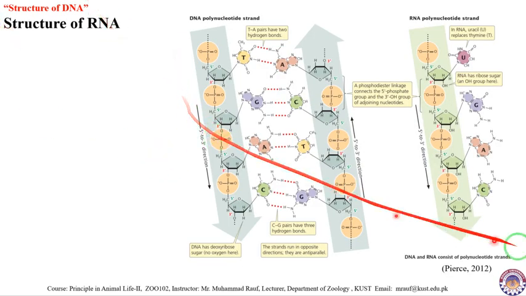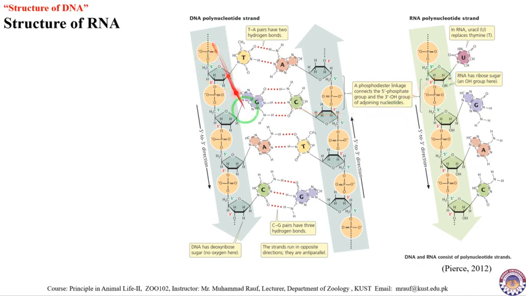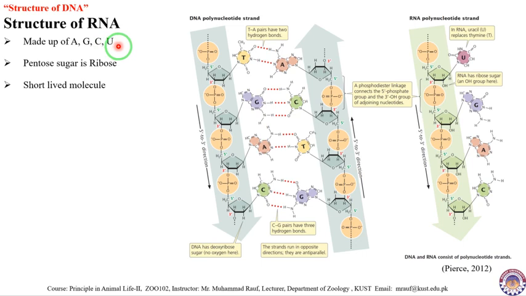Now coming to the structure of RNA, we already compared a DNA nucleotide with an RNA nucleotide, and here is an RNA molecule alongside a double-stranded DNA molecule. The RNA molecule is made up of adenine, guanine, cytosine, and uracil nucleotides. Its sugar is ribose. It is short-lived because of that extra oxygen at position 2, which forms bond with other degrading agents, less stable because of that extra oxygen at position 2.